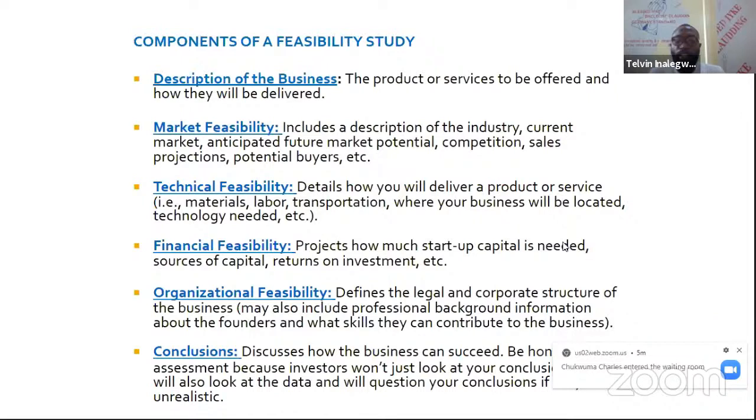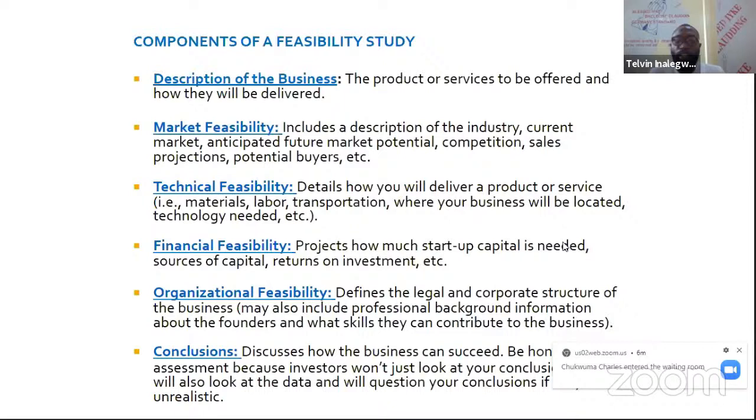What type of industry it is, the current market, how much it is selling at, the anticipated future market potential, at what percentage the market is growing. Let's say your business, as at now, the industry is worth 20 billion. At what rate is the growth of the business? So the anticipated future market potential will be included in your market feasibility.